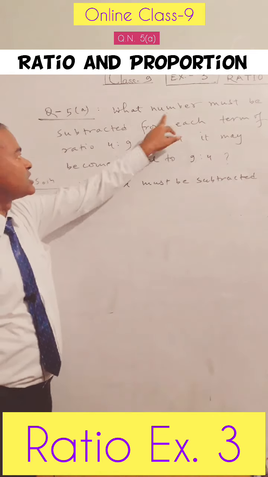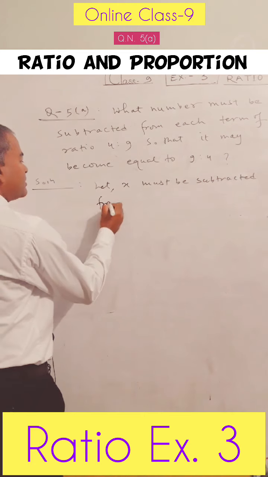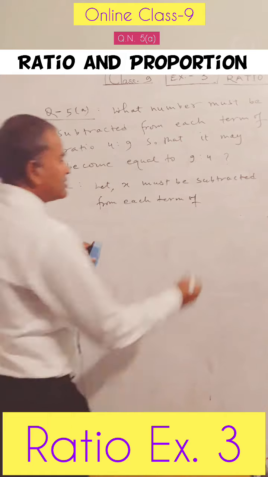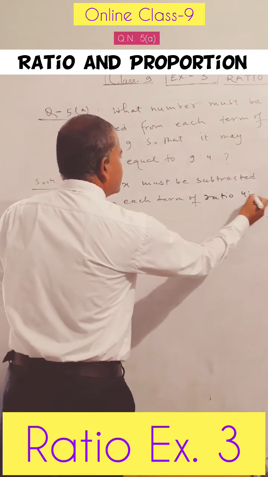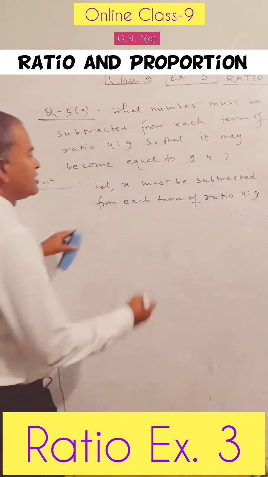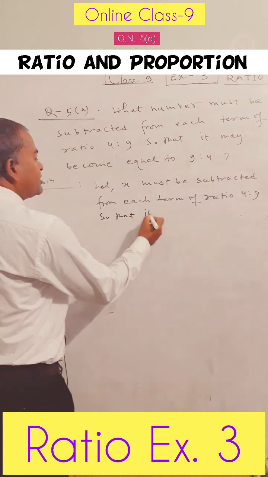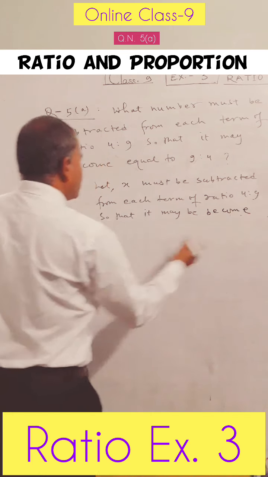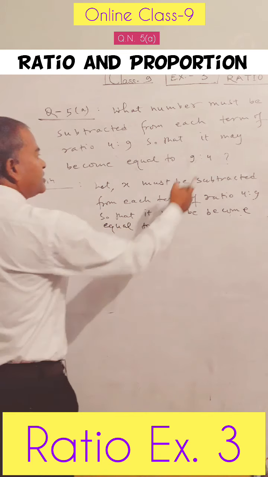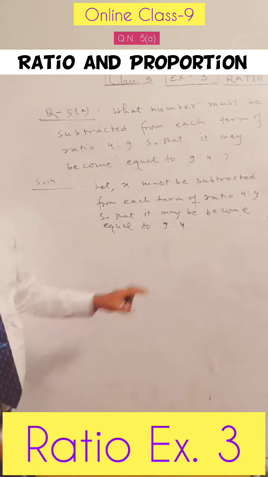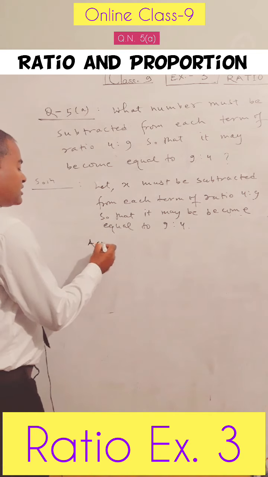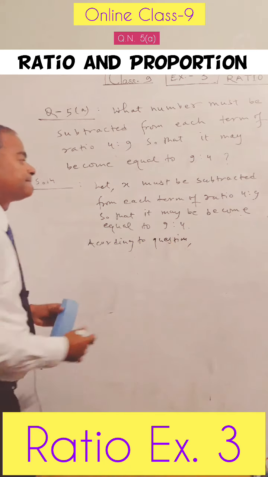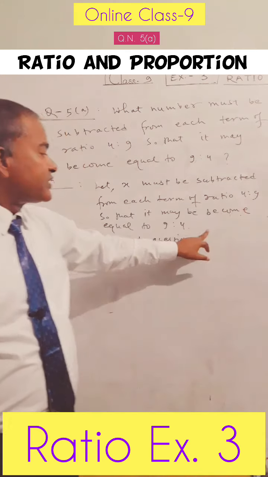Let x must be subtracted from each term of the ratio 4:9 so that it may become equal to 9:4. So dear students, now according to the question, we can write the first ratio and the second ratio as equal.